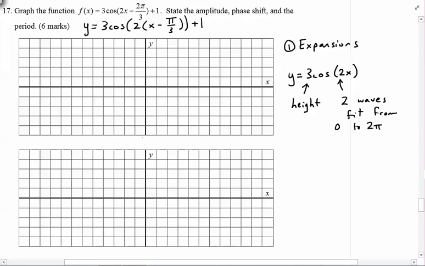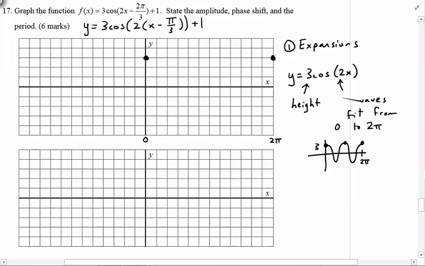Okay, and on this graph, here's 0, here's 2 pi. So in that space, I want 2 basic cosines. I know cosine starts at the top and ends at the top, and I want to fit 2 of those waves from 0 to 2 pi. So I know the height of the wave is 3. So I know I'm going to start at 3, and I also know I'm going to end at the top, so I'm going to end at 3.